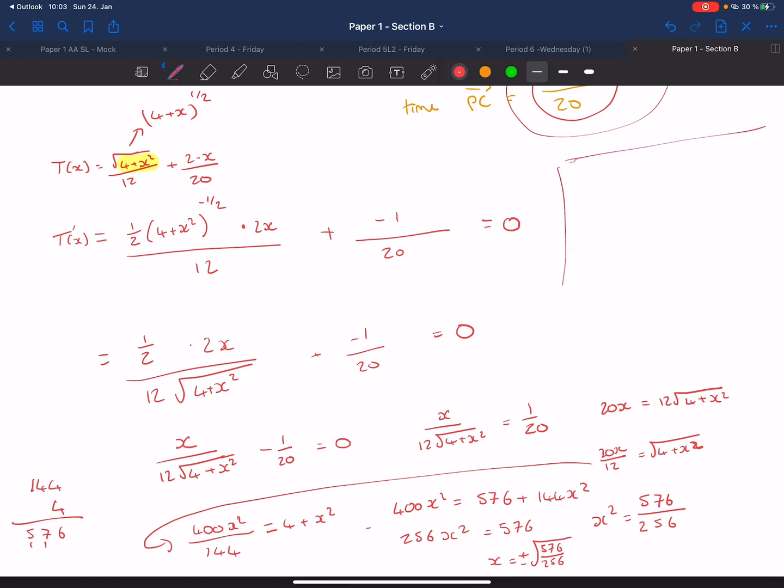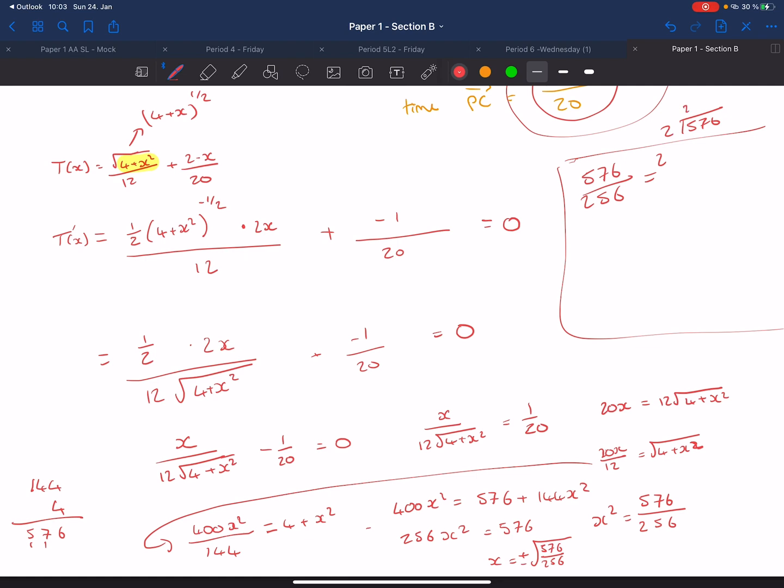I'm going to bring my process up here. We're going to have to try and simplify 576 over 256, which is something I've been doing recently with my grade 6s, ironically. So first thing I notice is it's even, so I'm going to divide top and bottom by 2. So 576 divided by 2 is 288. Is that right? Hang on a sec.